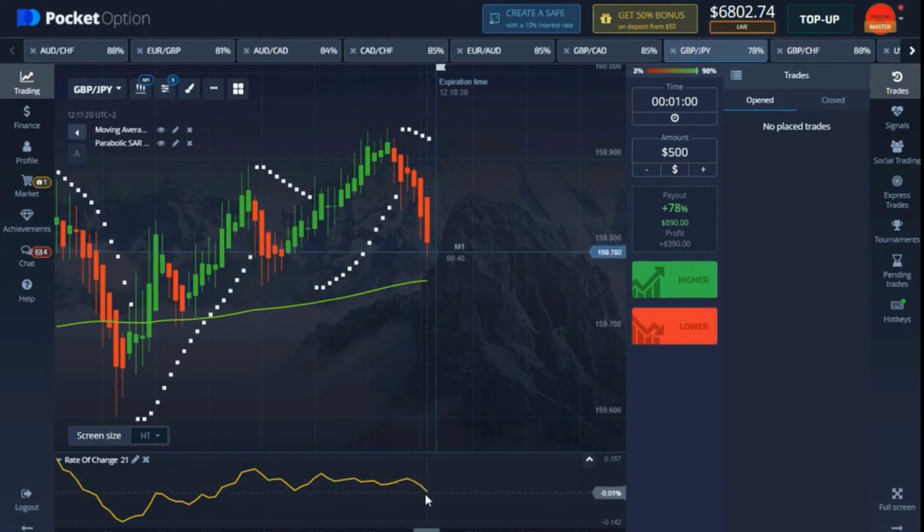Very strong. All right, the going down of your rate of change must be very, very strong. Seeing it, confirming that it's actually going down before you enter a trade is very important.